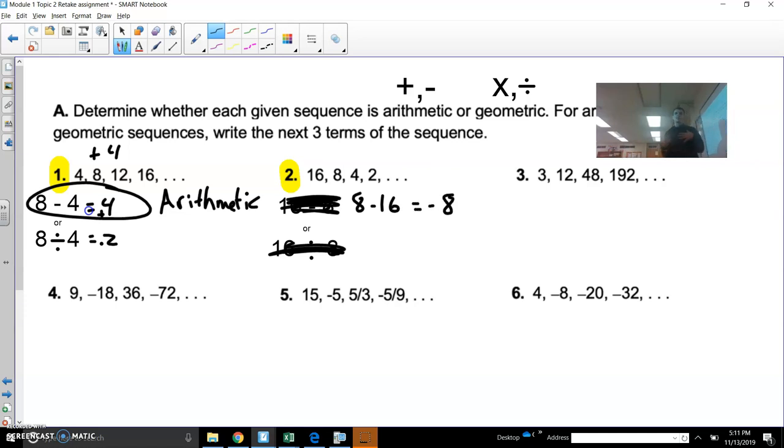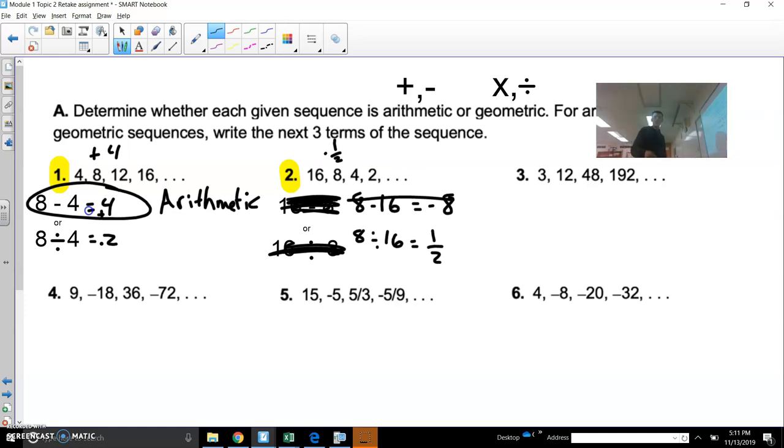That suggests that I'm subtracting 8 over and over and over. Well, that works the first time. 16 minus 8 is 8. But if I do 8 minus 8, that's 0, not 4. So I don't think we should think of it as arithmetic. However, if you do 8 divided by 16, that is a half. And that is what's happening over and over. You are multiplying by a half to get the next number.